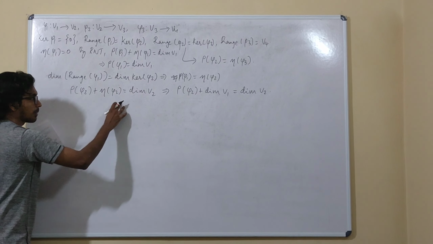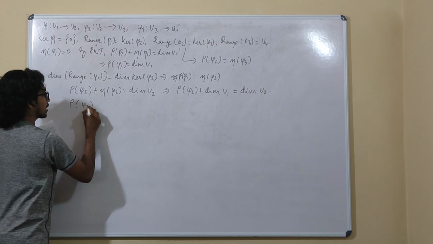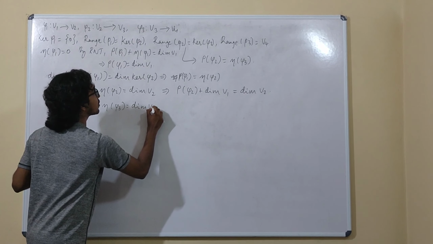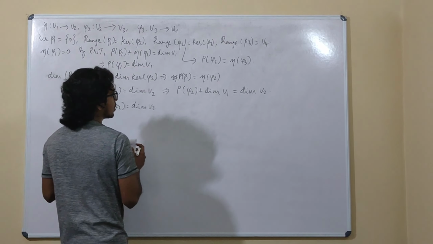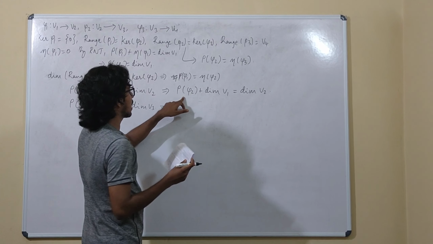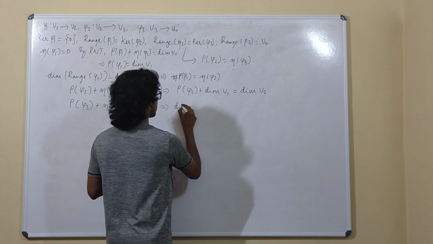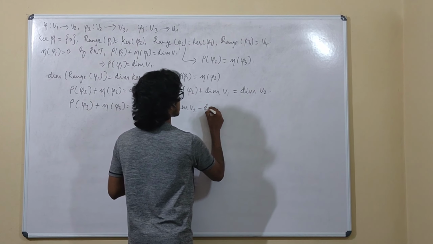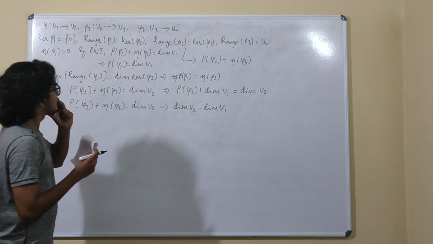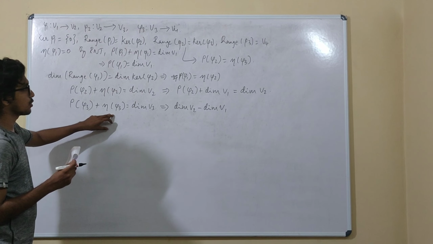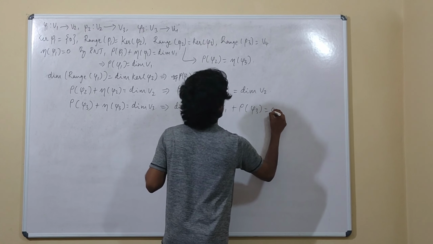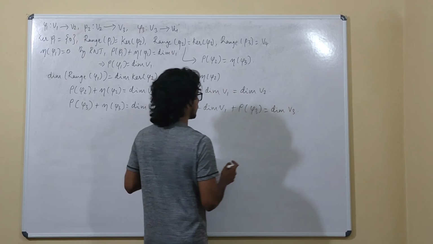Okay, so we shall apply this to phi3. Rank of phi3 plus nullity of phi3 is dimension of V3. Here what do we have? Rank of phi2, that is dimension of V2 minus dimension of V1, plus, for nullity only we substituted, right? Yeah, plus rank of phi3 equals dimension of V3.